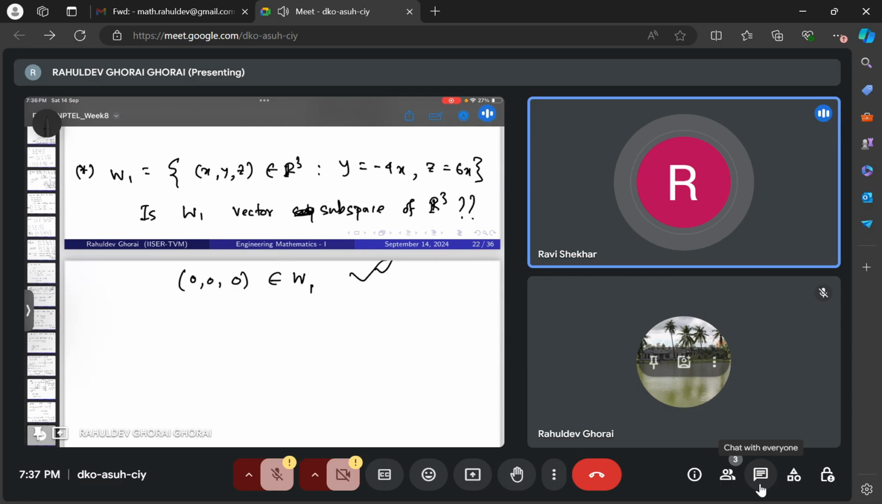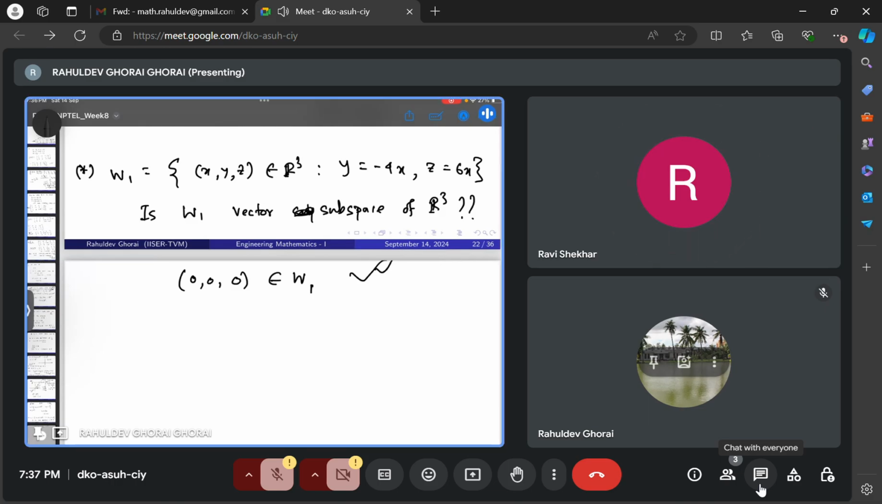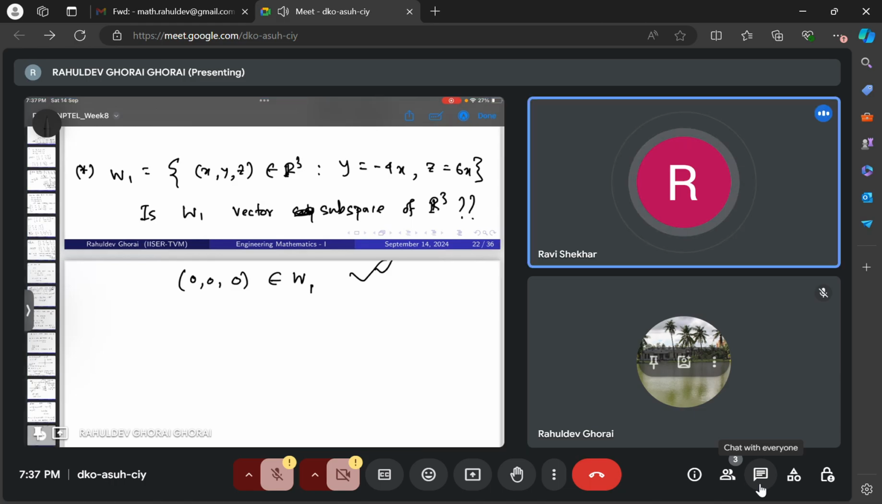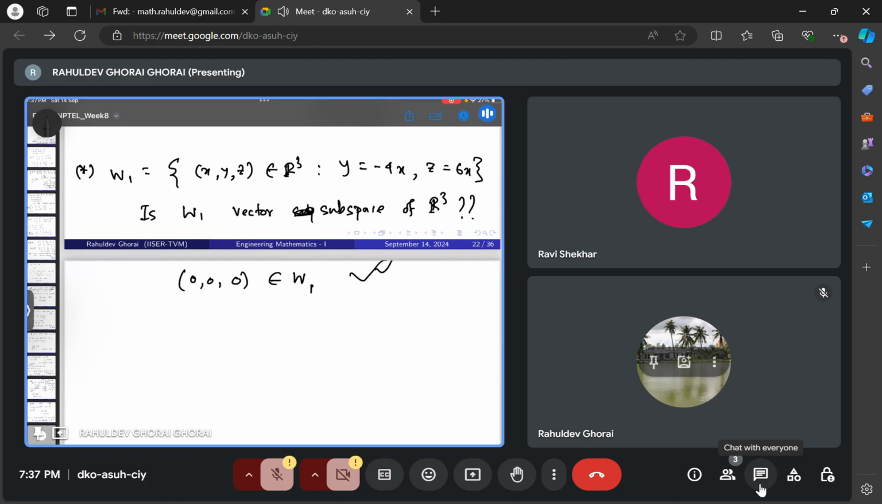Then we take two other elements from our W1. Let's say the x value is 1. So we will get y as minus 4 and z as 6. But you have to do it for any element. You remember? You cannot take an example here. For 0, 0, 0 you can say it for that alone, but the other properties have to be satisfied for any two elements. When you take x equal to 1, you cannot prove it. You have to do it for any x.